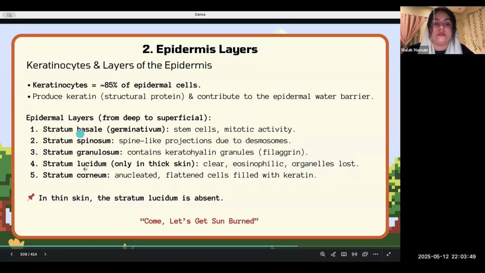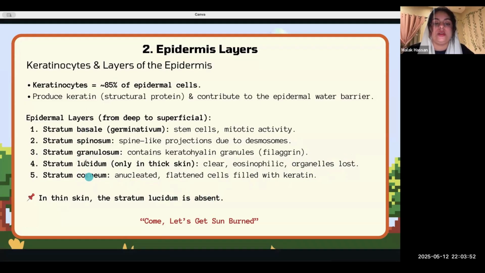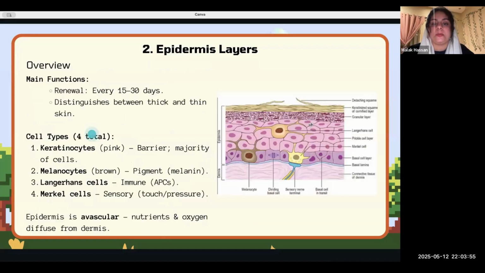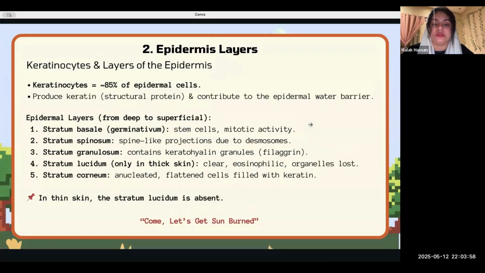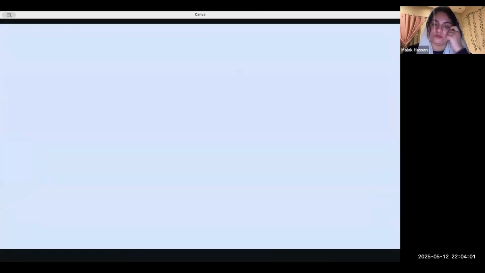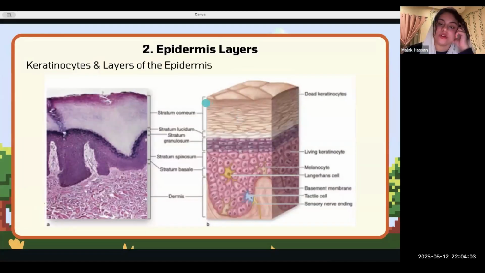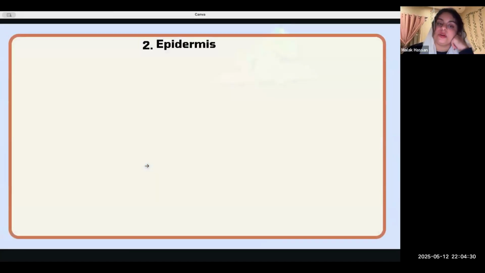So how do we remember it? Come, let's get sunburnt. Corneum, lucidum, granulosum, spinosum, basale. Come, let's get sunburned. So again, here we have the stratum corneum, which is all the dead keratinocytes. Then we have the stratum lucidum, which is only in thick skin. Then we have the stratum granulosum, okay? Then we have the stratum spinosum, and then we have the stratum basale. And then here, stratum corneum, stratum lucidum, stratum granulosum, we can see it's granular, and then spinosum, it's like spiky, and then you have stratum basale, which is the very bottom layer.